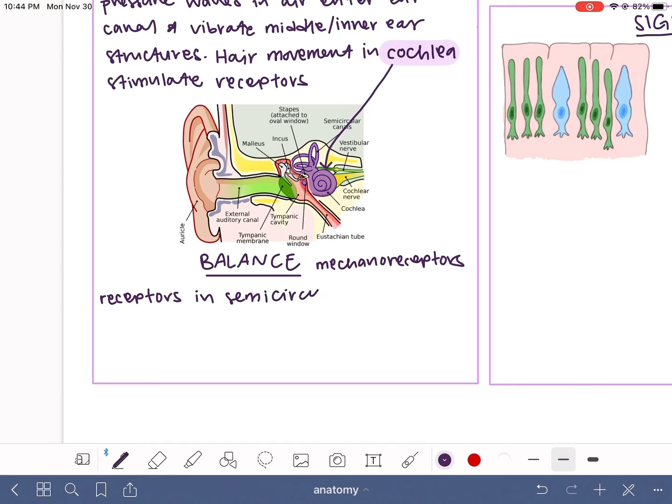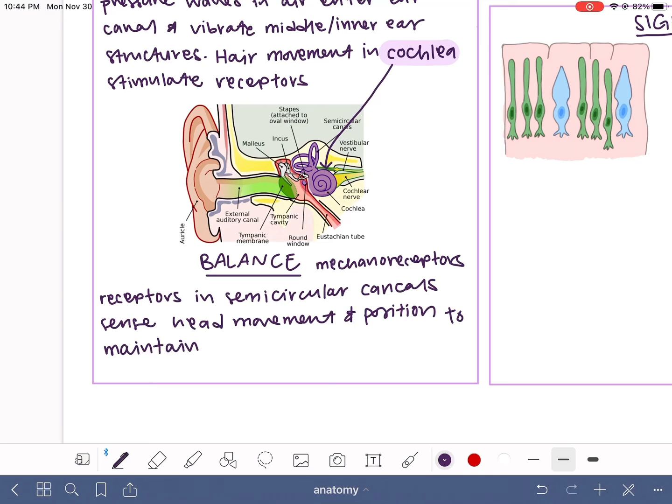Also in the ear are mechanoreceptors that are responsible for our sense of balance. These are located in the semicircular canals up there on the top, and this can tell when our head is moving or what position our head is in, and helps us maintain our balance and our posture, both when we're moving and when we're standing still or sitting still.